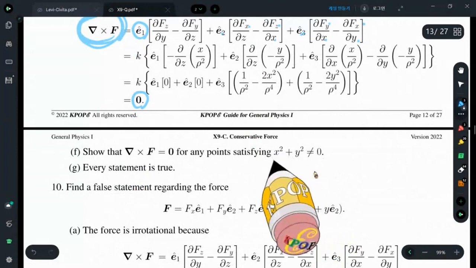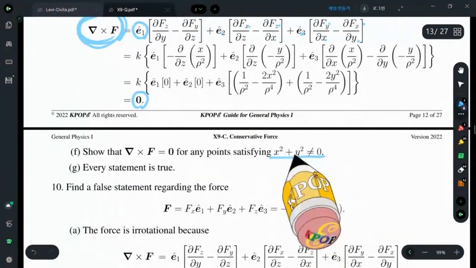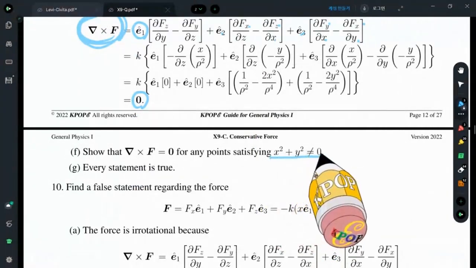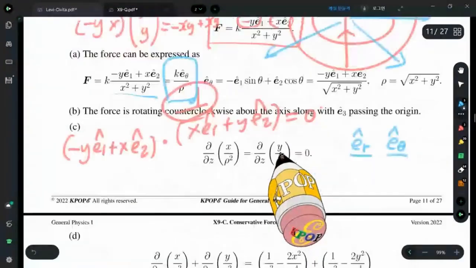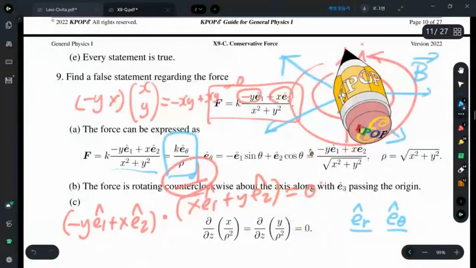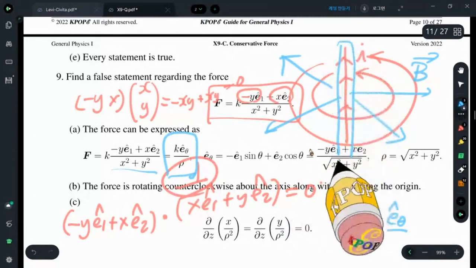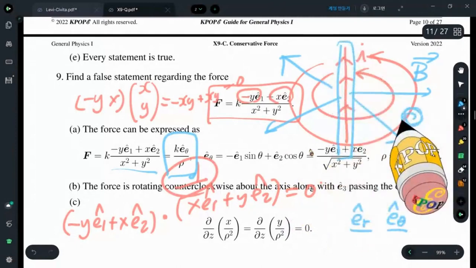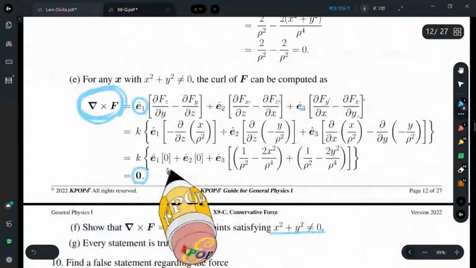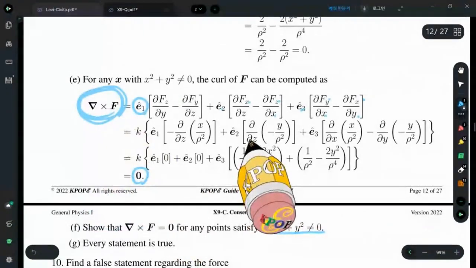So whenever x squared plus y squared is not 0, that means you are not along this wire. Except for this wire, everywhere this curl is vanishing. Interesting.